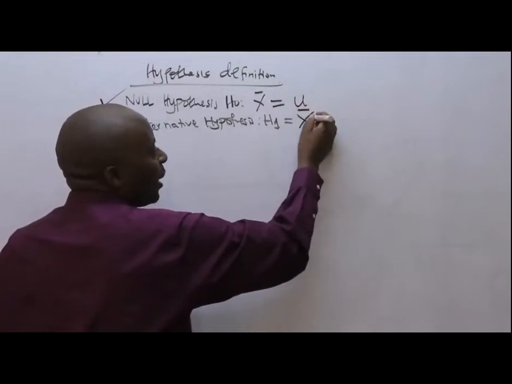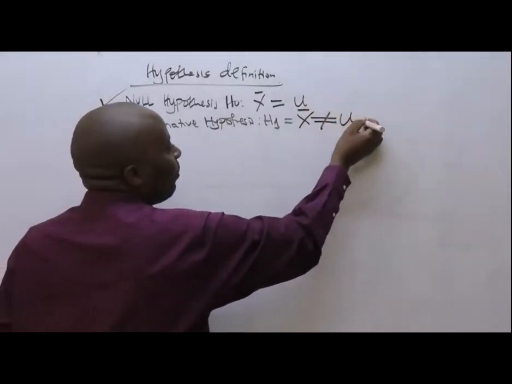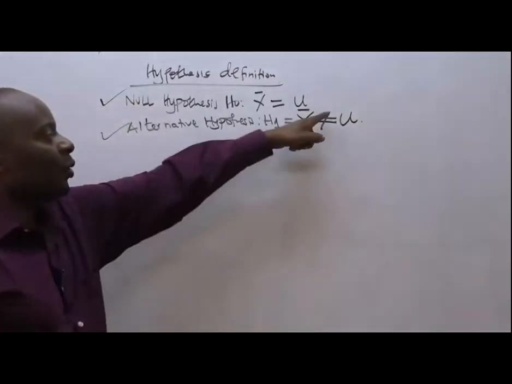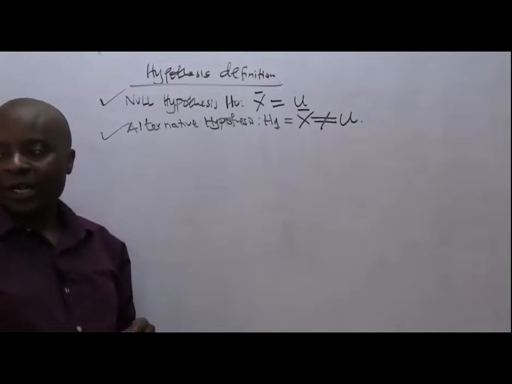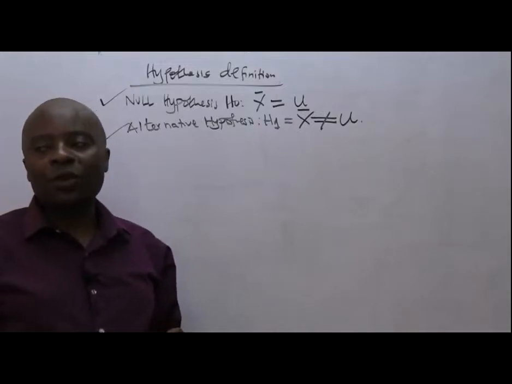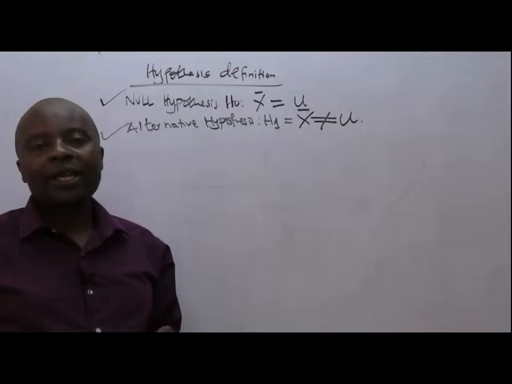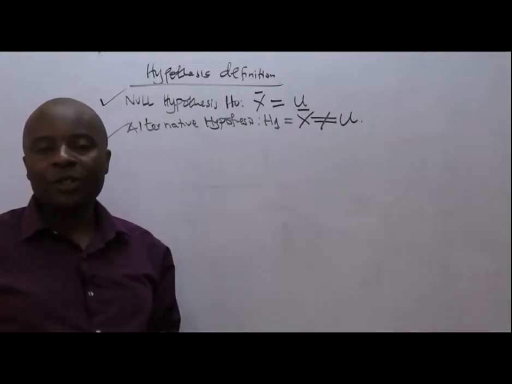the sample mean is not equal to the population mean. When you cross like that, it means not equal. So X bar is not equal to who? X bar is not equal to mu.